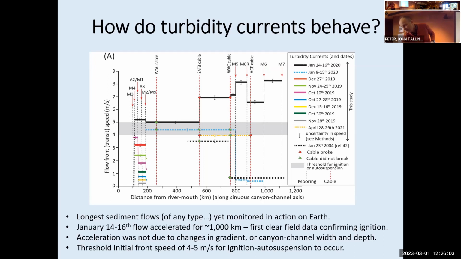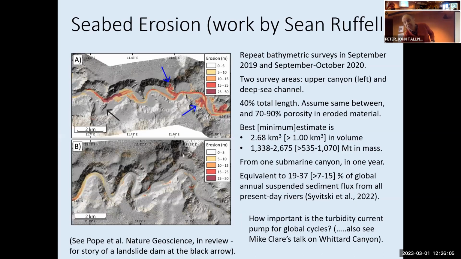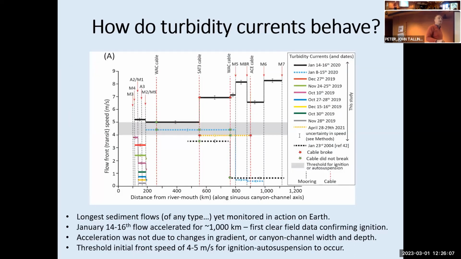Yeah, there's a point that the amount of sediment that was eroded by that flow was about 2.6 cubic kilometers of seabed sediment from time-lapse surveys. There's some uncertainties on that, but it's a huge amount.